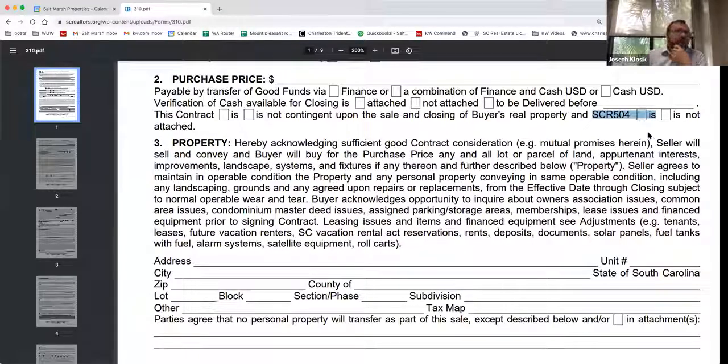As a listing agent, I would seldom recommend that a seller accept an offer that is contingent on a home sale that does not have Form 504. Now, I don't know why a buyer wouldn't supply that. However, if you do get to that situation and it is getting a little tricky, that would be the time to pick up the phone and we would discuss why.